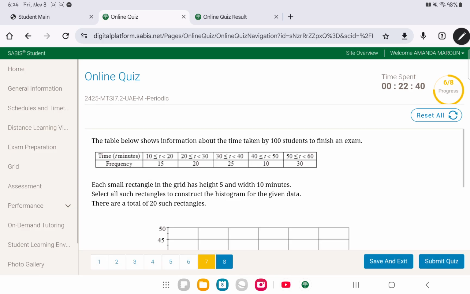Now we move on to question number 7. The table below shows information about the time taken by 100 students to finish an exam. Each small rectangle in the grid has height 5 and width 10 minutes. Select all such rectangles to construct the histogram for the given data. There are a total of 20 such rectangles, okay?